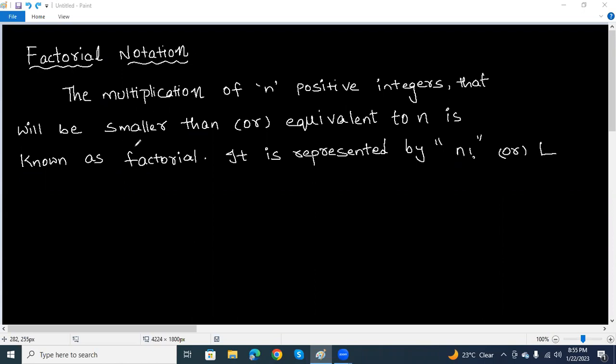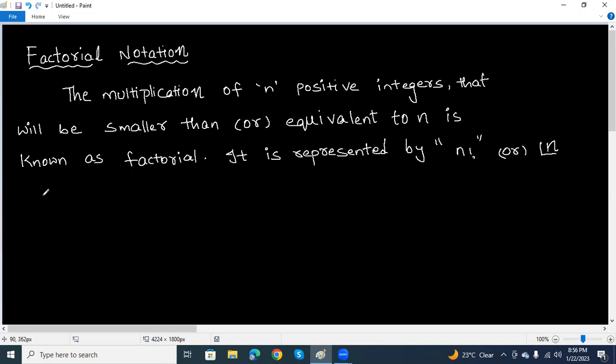Let us understand the definition and the usage of this factorial notation. The multiplication of n positive integers that are smaller than or equal to n is known as factorial. It is represented by n factorial. This is the symbol, either this one or this one.